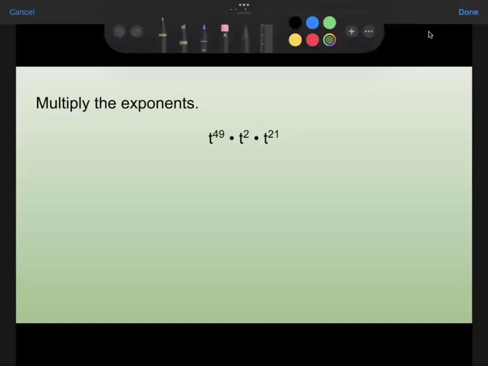Okay, here is our next one. It's t to the 49th times t to the 2nd or squared times t to the 21st. This one is another example of why you would want to use the shortcut. They all have t as a base. So we're going to go ahead and make t our base here. And then I need to add together all those little exponential numbers. So 49 plus 2 plus 21.